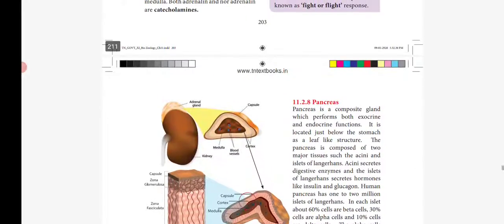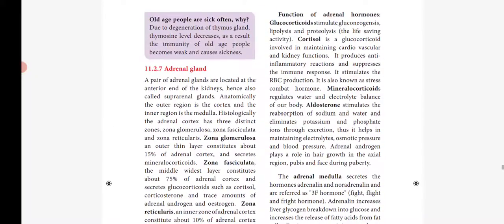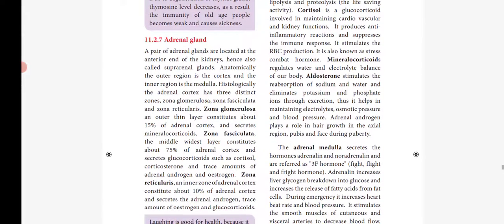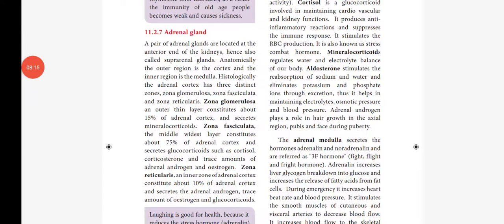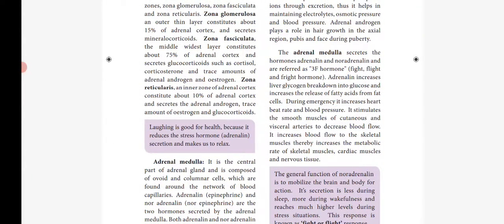So this is about the adrenal gland. So the adrenal gland is otherwise called as the suprarenal gland. It is divided into two regions, adrenal cortex and adrenal medulla. Adrenal cortex secretes some hormones and adrenal medulla secretes some hormones. Adrenal cortex secretes glucocorticoids such as cortisol, corticosterone and trace amounts of adrenal androgen and estrogen. And the adrenal medulla secretes the adrenaline and noradrenaline.